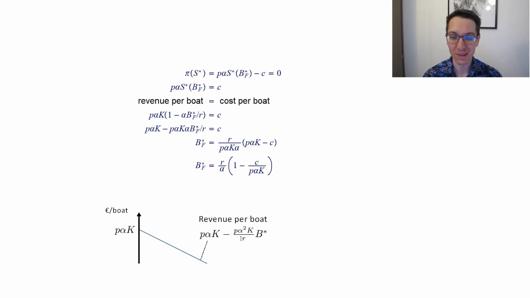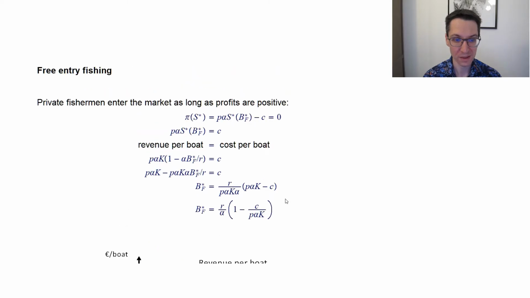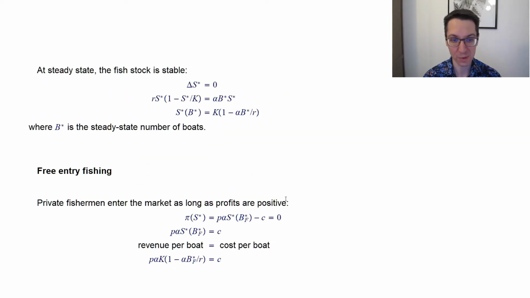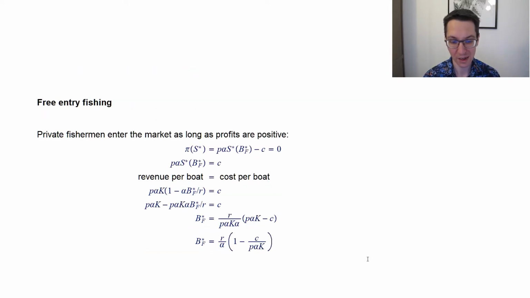One thing that I want you to consider is, what about fishing efficiency? Fishing efficiency is alpha. Just to remind you, it was here: the harvesting is alpha multiplied by B star S star. So that's the percentage of the whole sea that one boat catches. So is B star F a positive or a negative function of alpha?